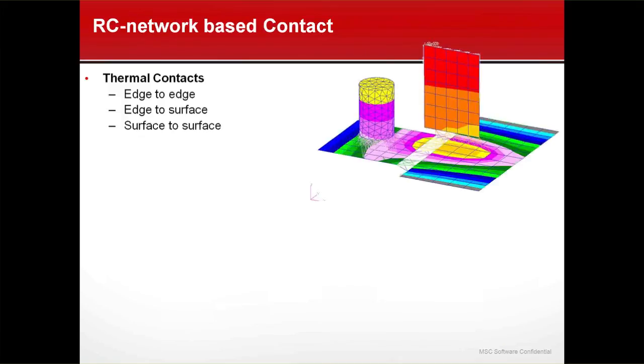Let's talk a little bit about contacts, because this is very important when you get into the vacuum of space. We have three types of contacts. We have edge to edge, like you see between these two plates here. We have edge to surface, which you see between the edge of this plate and the surface. And then we have surface to surface, which you can see with the bottom of this cylinder going to this plate.